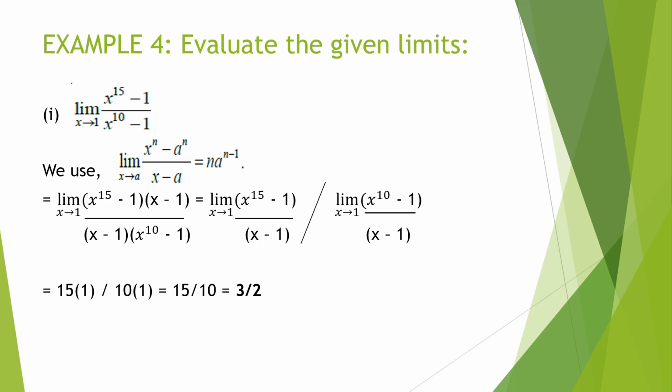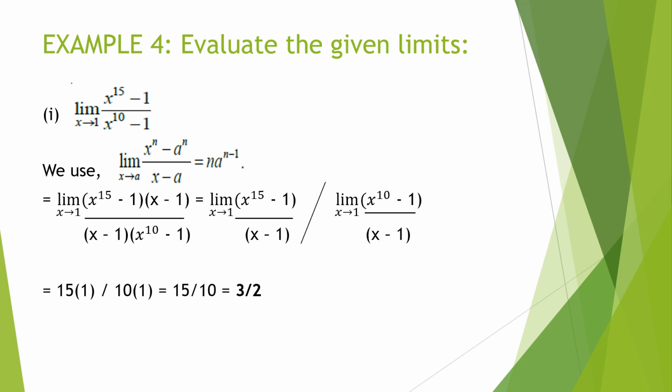Now we take different types of examples. In each of the examples we need to evaluate the limits for the given functions. First one, find limit x tends to 1, x raised to 15 minus 1 upon x raised to 10 minus 1. So we are going to use that important result, limit x tends to a, x raised to n minus a raised to n upon x minus a is n into a raised to n minus 1.